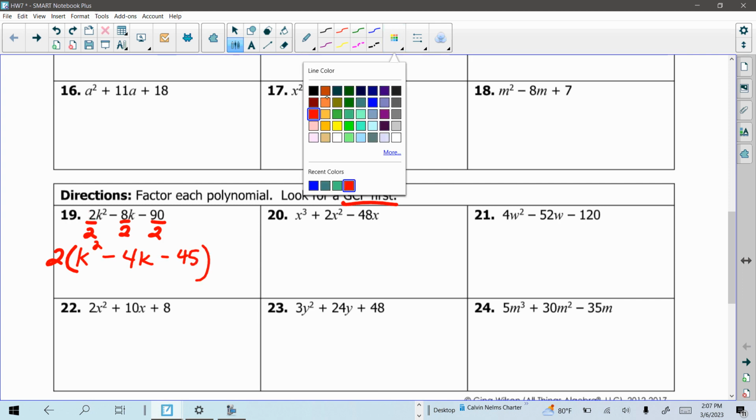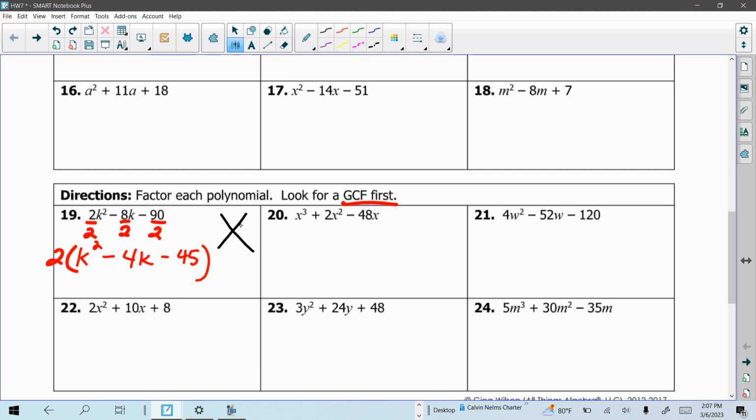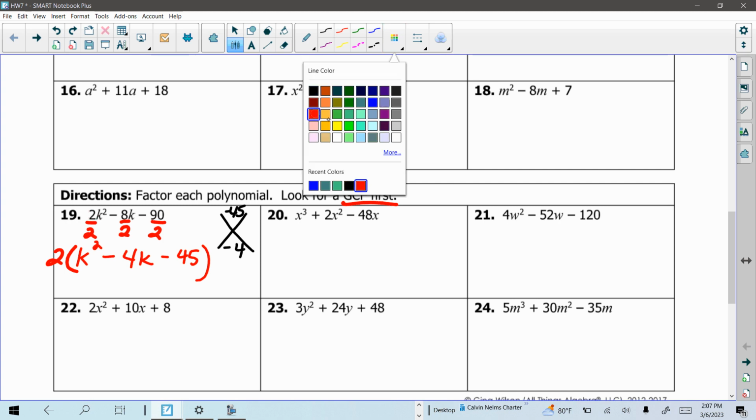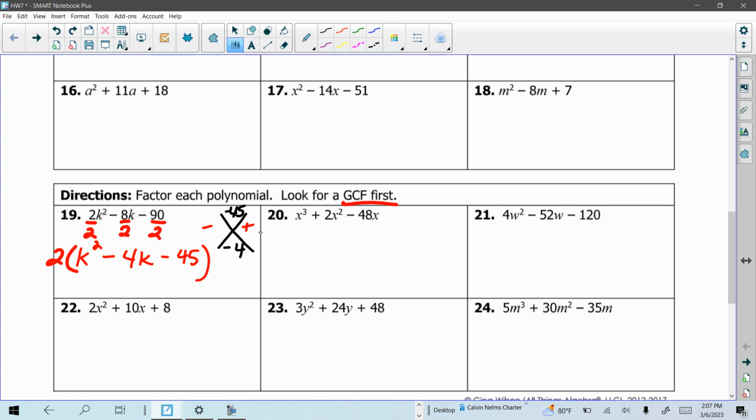Then from there, I'm going back to my X puzzle. It's going to be a negative 45 at top, because we're doing it for the trinomial, and negative 4 here. Again, remember, the only way I can get a negative product is with a negative and a positive. So this would be negative 9 and positive 5. So my final answer would be 2, the 2 still stays outside the parentheses, k minus 9, parentheses, k plus 5.